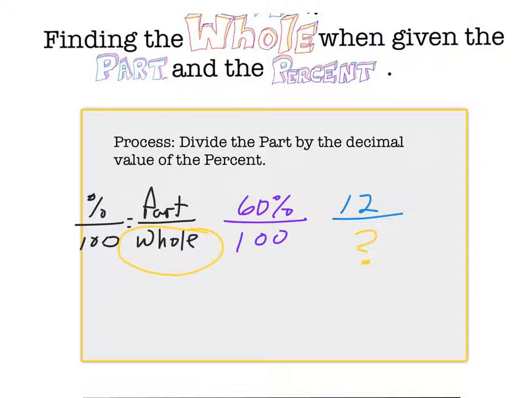So the question could be something to the effect of 12 is 60% of what number? That's usually how these are phrased. So it says we're going to divide the part by the decimal value of the percent. So the part is 12. So we're going to take 12, and I'll do it right here, find some space. 12, and we're going to divide it by the decimal value of the percent.